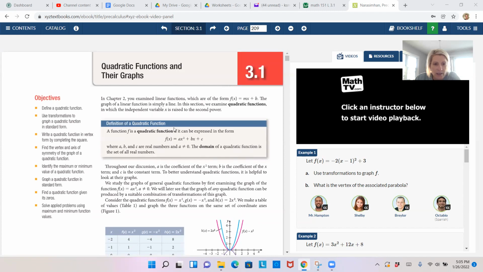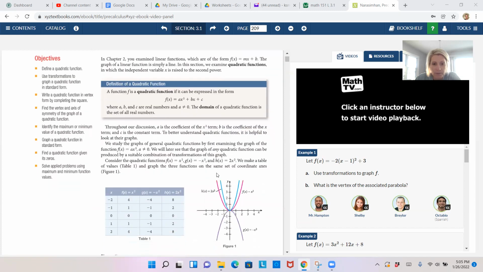So here is the standard form of a quadratic function, ax squared plus bx plus c. So the coefficients, the a on the x squared, the b on the x, and c are all values. A cannot be 0, or else it will be linear. And the domain for a quadratic is always the set of all real numbers.